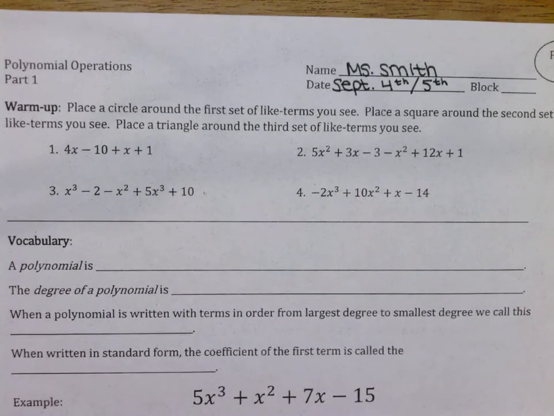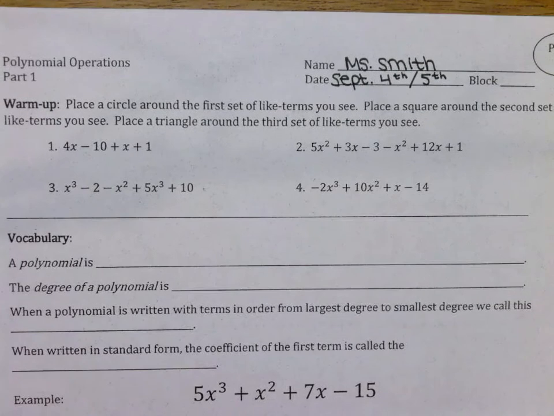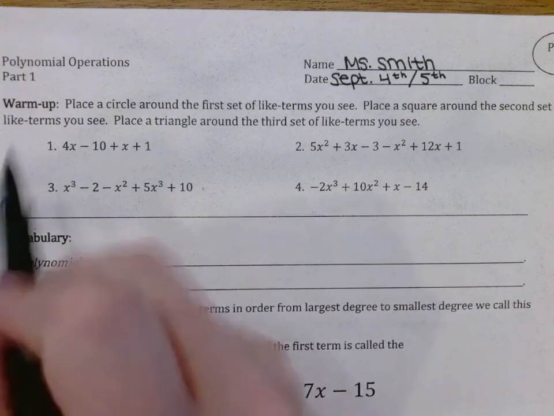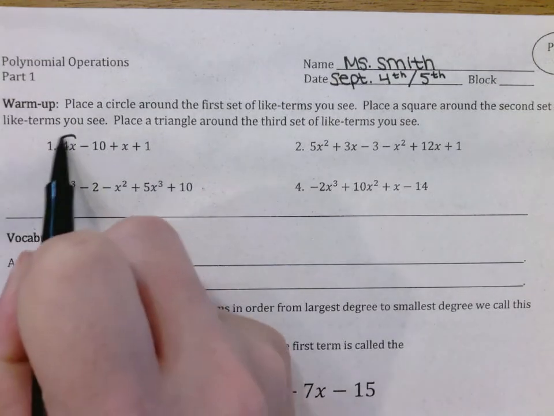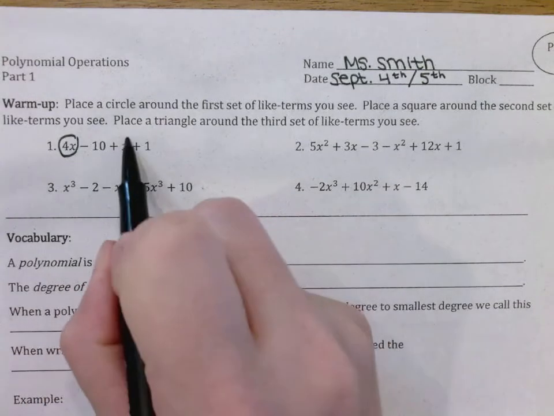So this warm-up is just to make sure that you know what like terms are. Like terms are terms that have the same variable raised to the same power. So for number 1, for example, the like term for 4x would have to be another term that has x to the first power. And so that would be this one.